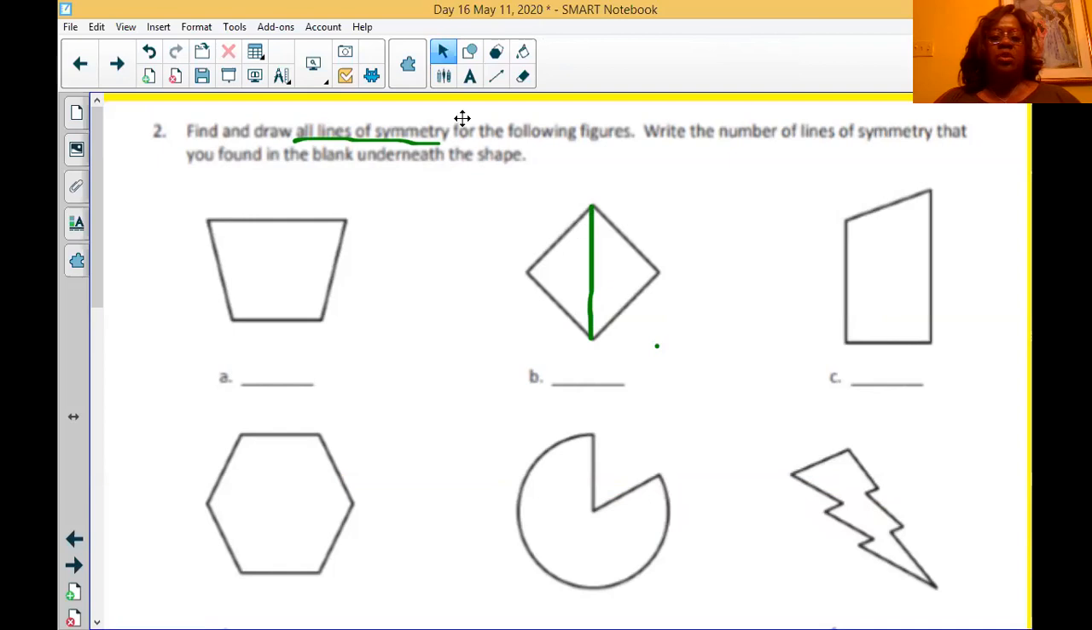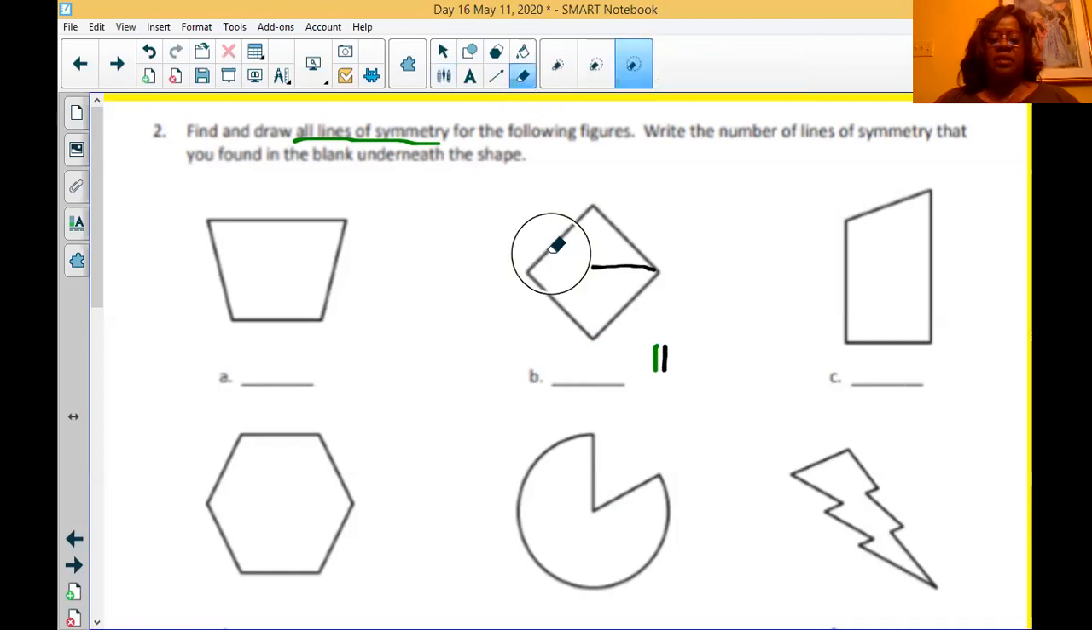Remember, it says to draw all lines of symmetry. So that would be one. And I'm going to put a little tally mark right here. Then I'm going to erase. See if I can find another line of symmetry. Let's say I draw a line through here and pretend like my line is straight. Is this side identical to this side? I would say yes. So that would be two lines of symmetry.